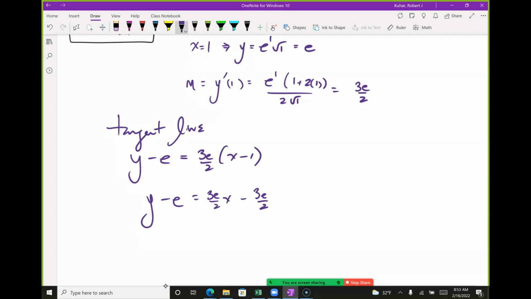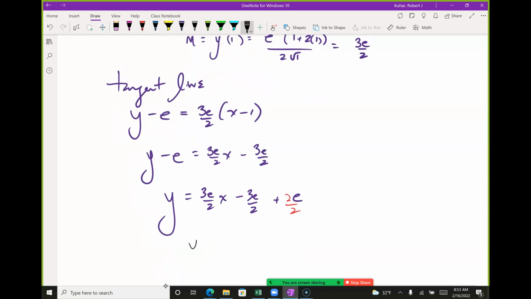I'm going to add e to both sides. And of course that is 2e over 2. So final answer, y equals 3e over 2 times x minus e over 2. And there's my tangent line. mx plus b, right? Yes, even though I could factor that, I like to keep it as is.